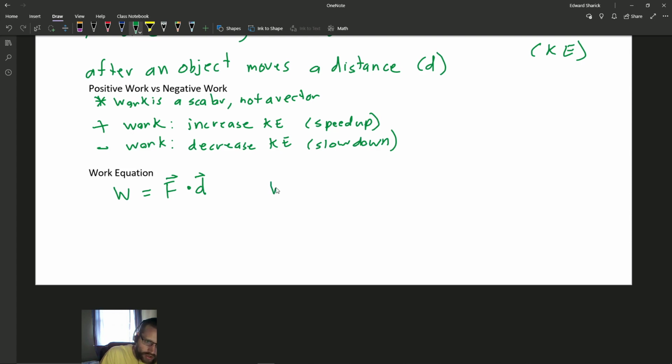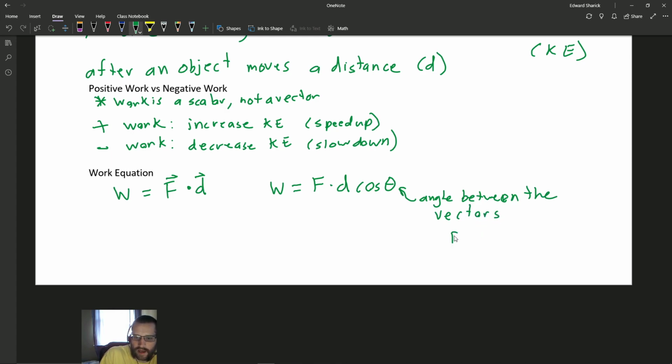But the equation we're going to use is that work is going to be defined as the magnitude of F times the magnitude of d, or the distance, times cosine of the angle between those objects. So theta here is the angle between the vectors F and d.